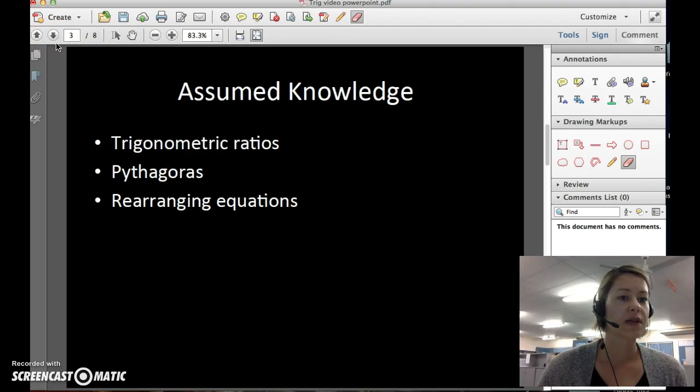A couple of things that it is assumed that you know to be able to understand this lesson is that you've been introduced already to trigonometric ratios, that you have been introduced to and understand Pythagoras and the Pythagoras theorem, and you have some capacity to rearrange equations.